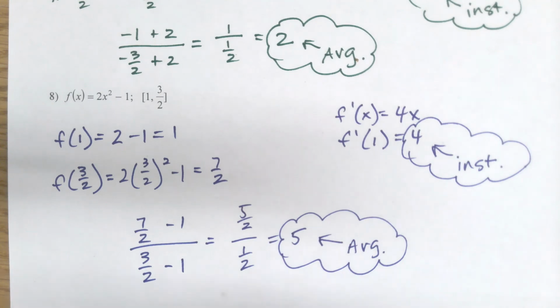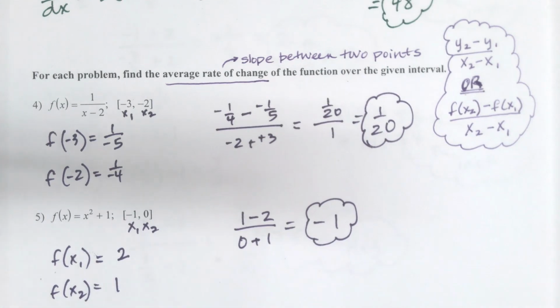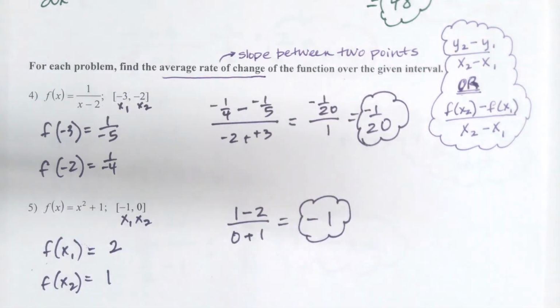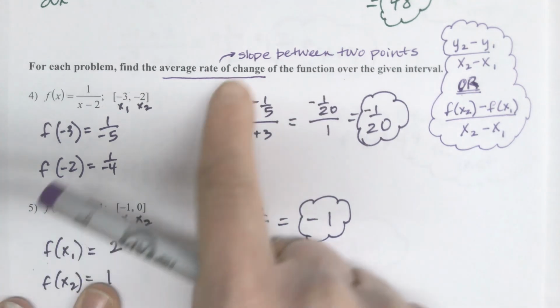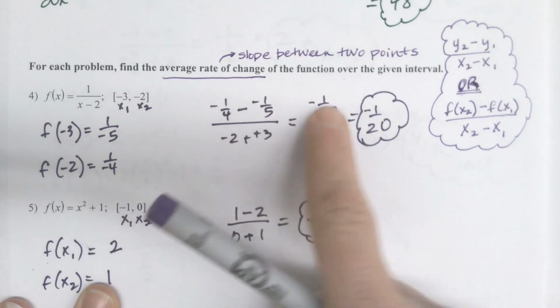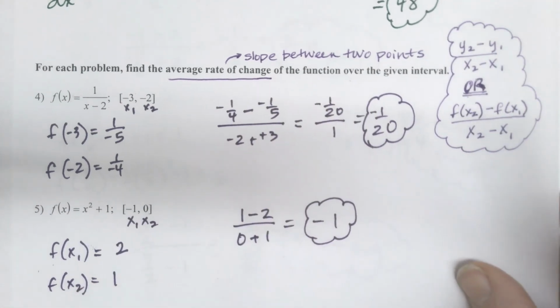I also need you to go back and take a look at problem number 4. I double-checked my math on that. That should have been a negative 1/20 there when I did this math here. I forgot to put the negative. Negative 1/4 plus 1/5 should have been negative 1/20. Sorry about that confusion, but make that correction. Problem number 4 should be negative 1/20.